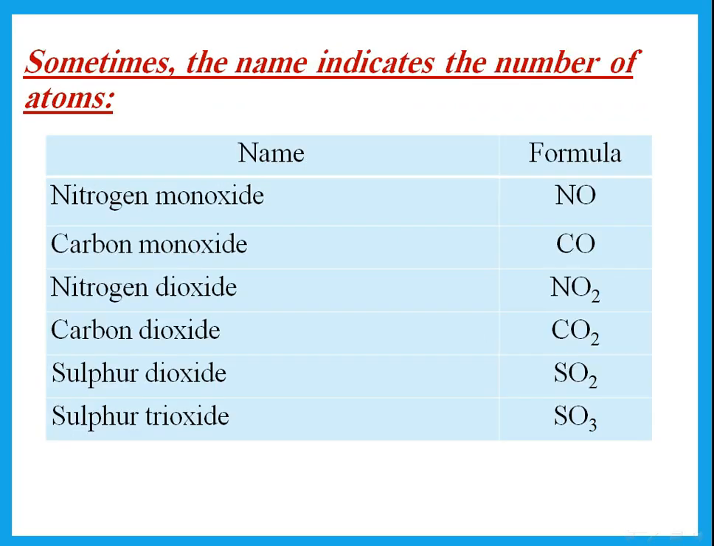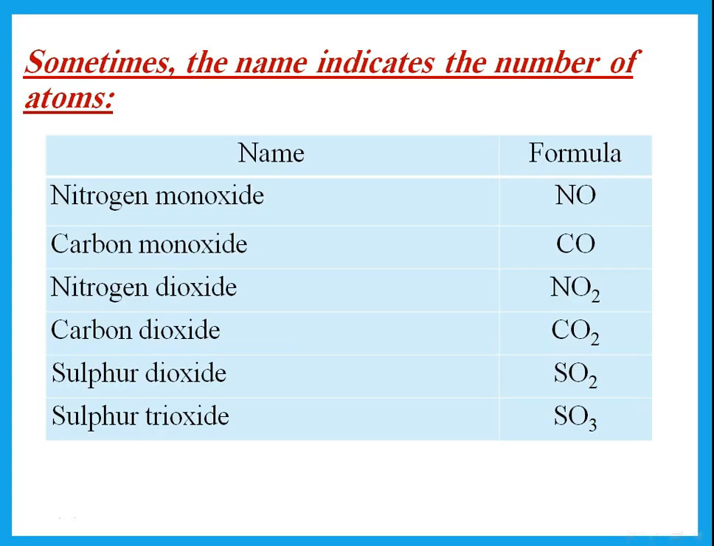Okay? There's another thing that you need to know, in that sometimes the name indicates the number of the atoms. Remember, we said the basic rule of writing the formula. You write the symbols and you put the valency of one under the other. But these are exceptions, because he is telling you what you should write. So for example, he says nitrogen monoxide, carbon monoxide, nitrogen dioxide, carbon dioxide, sulfur dioxide, sulfur trioxide. Anything mono means 1, di means 2, tri means 3. There is also tetra, that means 4.